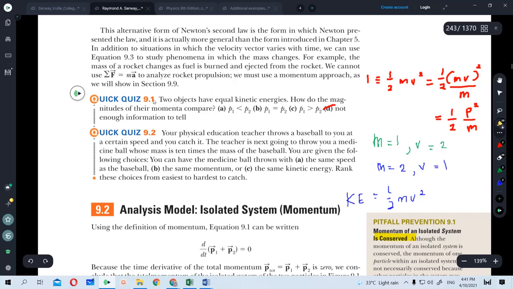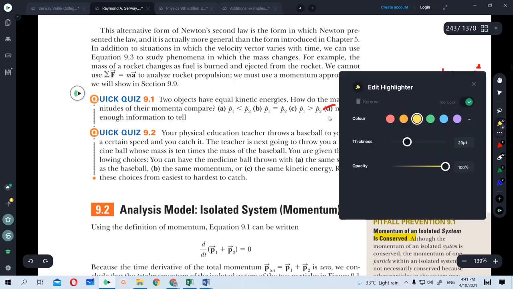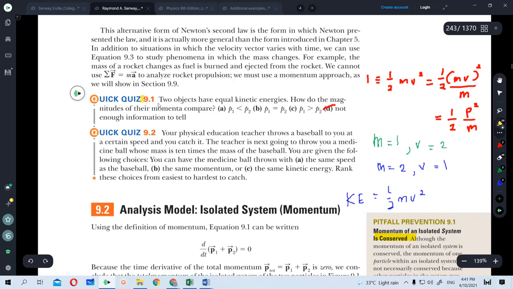Let's have a look at this quick quiz 9.1. It says you have 2 objects with equal kinetic energy, where the expression is half m v squared, while momentum is mass times v. In the case that we compare their momentum, how would it look?